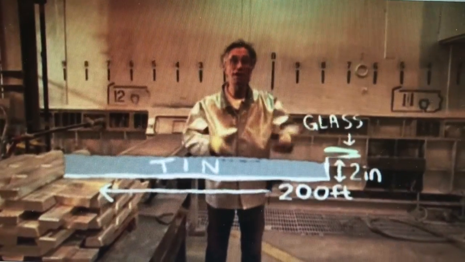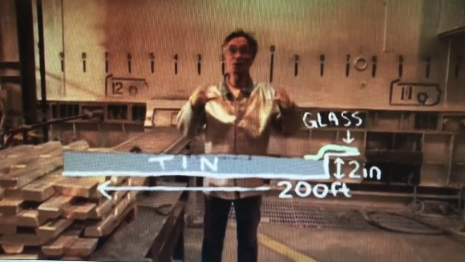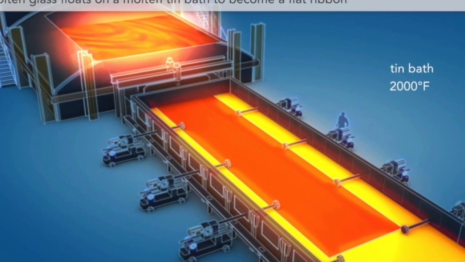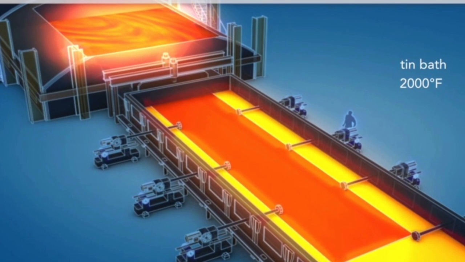To make sure that it's completely flat, the glass is laid over a river of melted tin. Tin and glass do not go together because tin is denser, so the glass lays on top, resulting in a perfectly flat piece of glass.